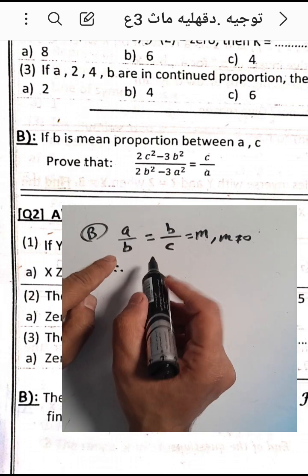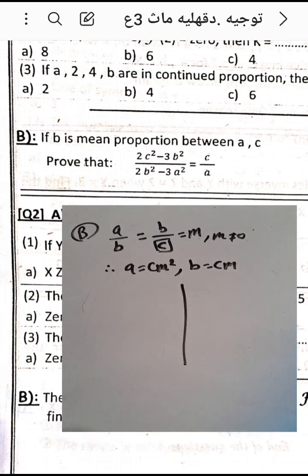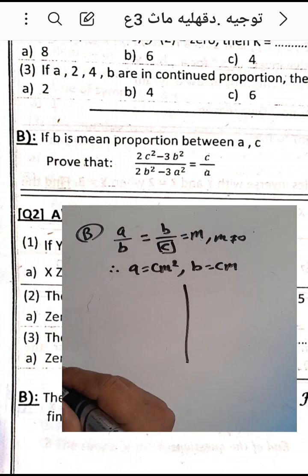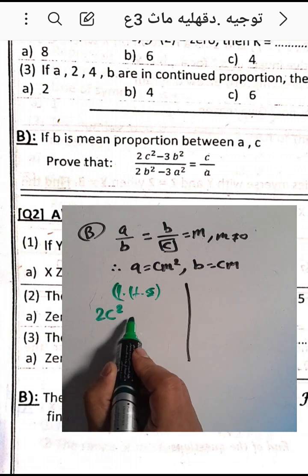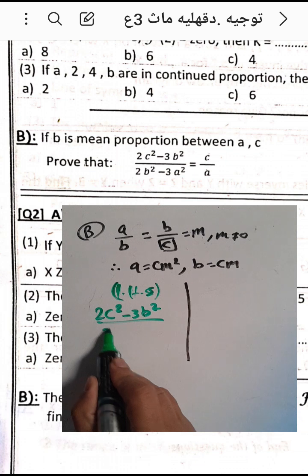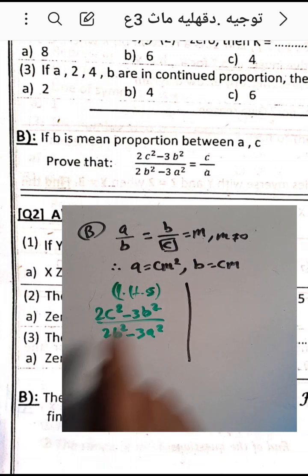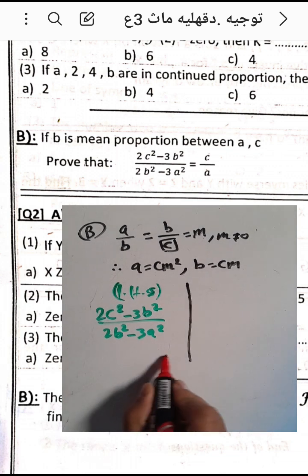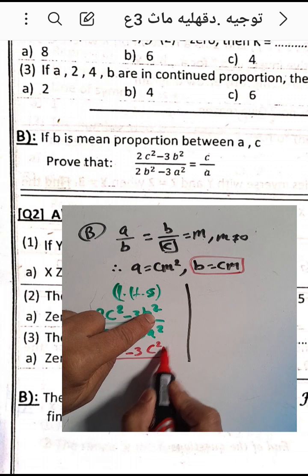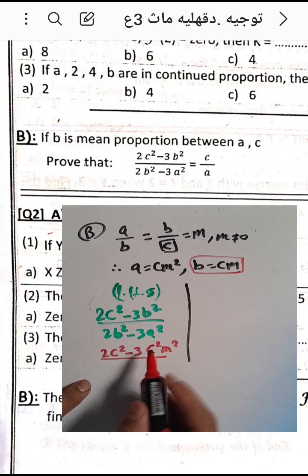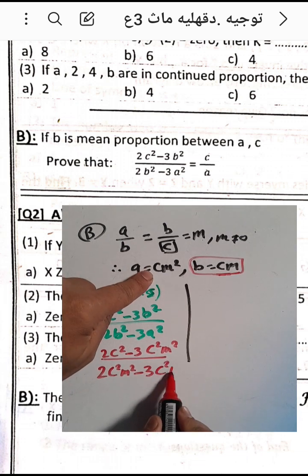So we can find the value of A by putting A equals Cm power 2 and B equals Cm, and then divide your paper into two parts, left-hand side and right-hand side. On the left-hand side we have (2c power 2 subtract 3b power 2) over (2b power 2 subtract 3a power 2), and then we can put A and B in this expression, in the numerator and denominator. 2c power 2 subtract 3 power 2 b, with b equals cm, will be c power 2 m power 2, and 2b power 2 subtract 3a power 2, with a equals cm power 2, will be c power 2 m power 4.